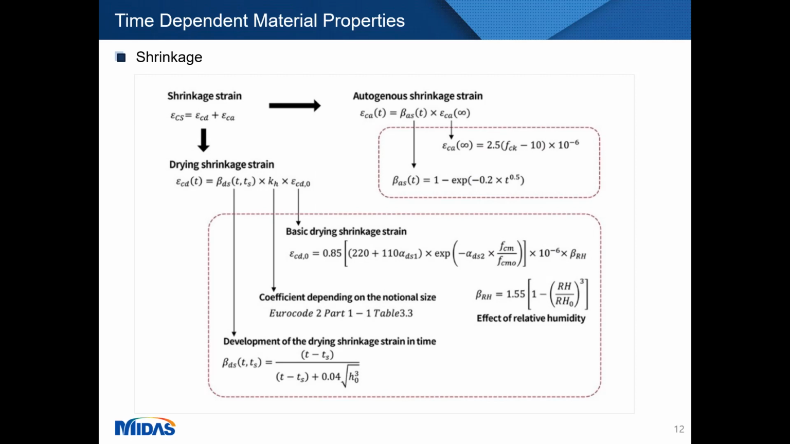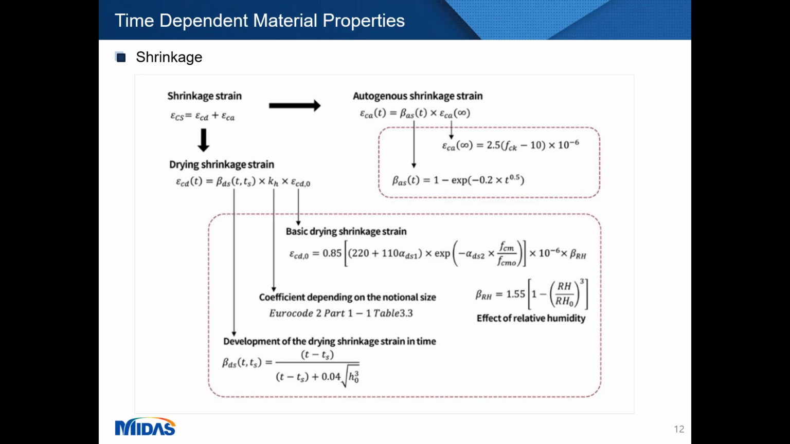Shrinkage strain at any given point of time is a sum of drying shrinkage strain and autogenous shrinkage strain. Drying shrinkage strain can be calculated with the help of development of drying shrinkage, basic drying shrinkage, and a coefficient which is dependent on notional size, which governs the rate of shrinkage in a particular member. So the basic drying shrinkage can be calculated as per the formula shown here.